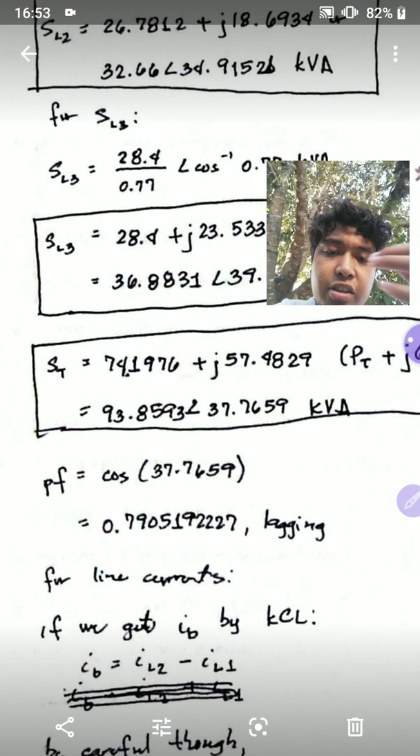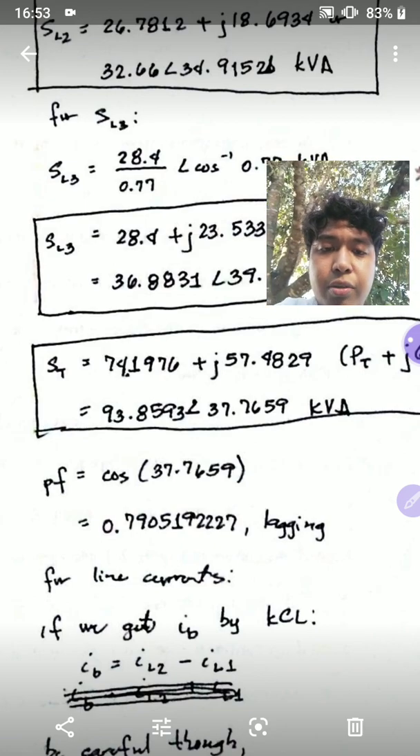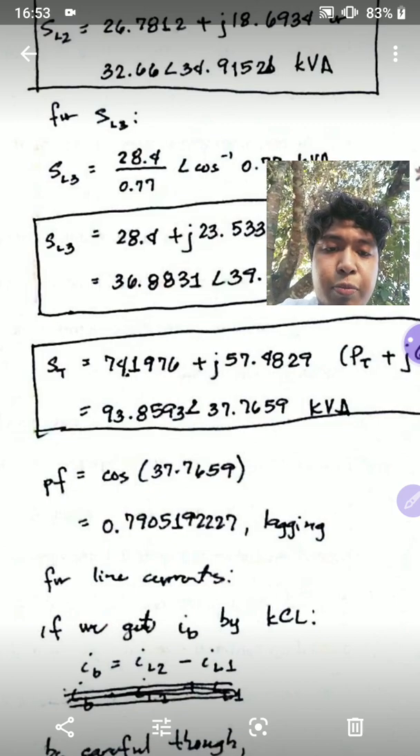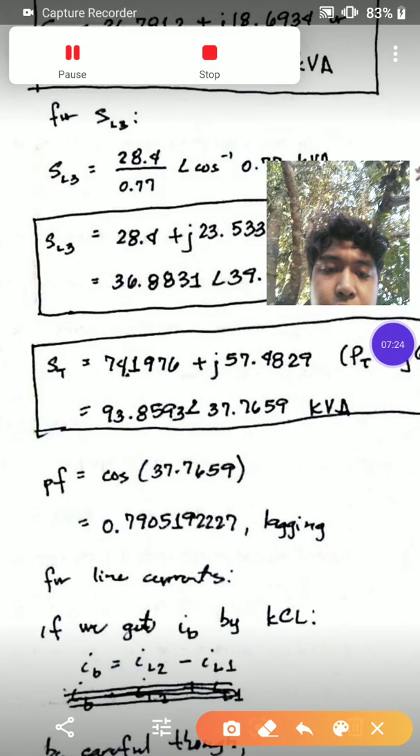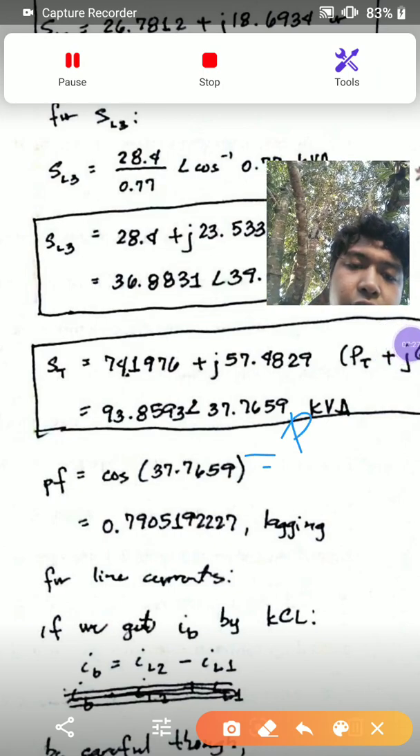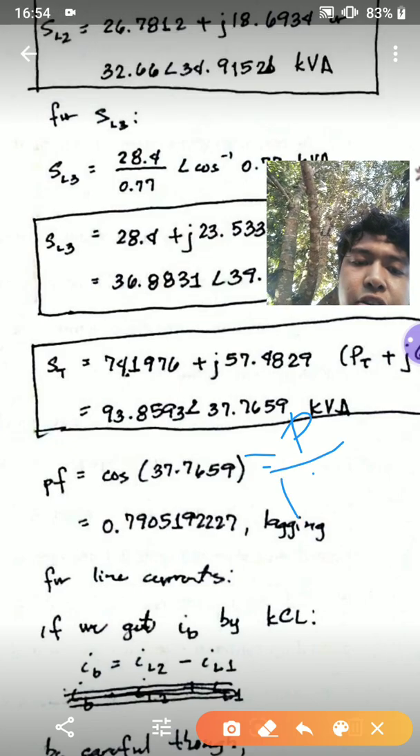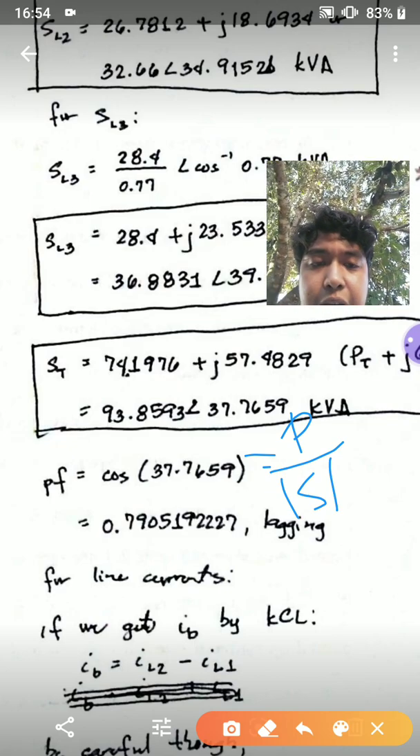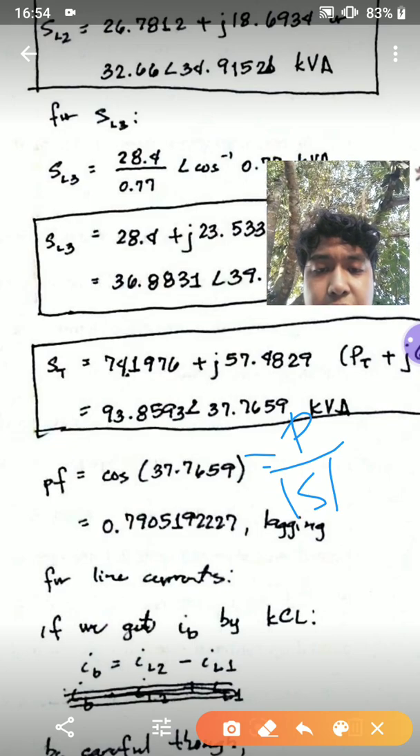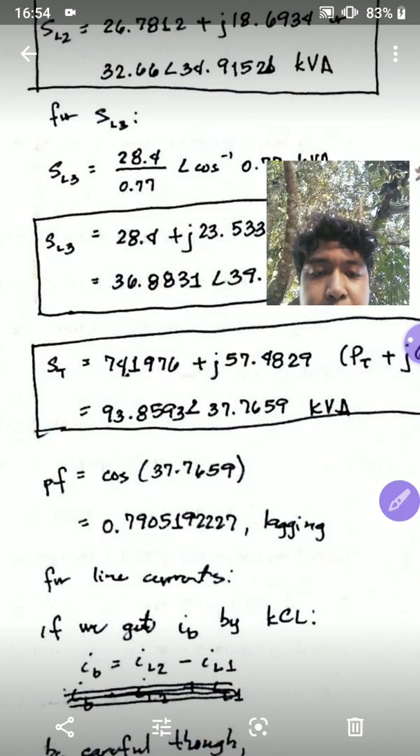For the power factor of the system, it's just the cosine of the angle of the total power. So it's the cosine of 37.76 degrees. You can also get that as the total real power, 74.1976, divided by the magnitude of S, which is 93.8593 kVA. So that's basically the total power and power factor.